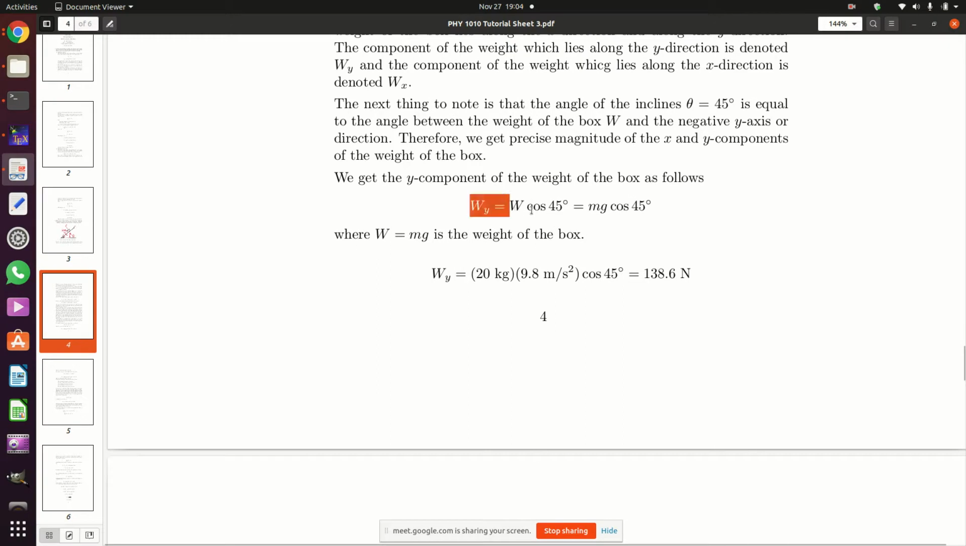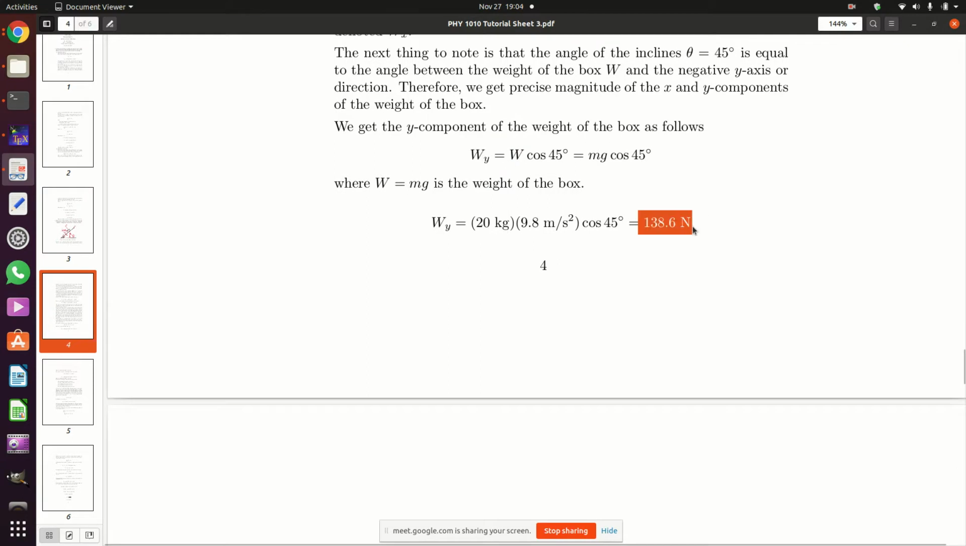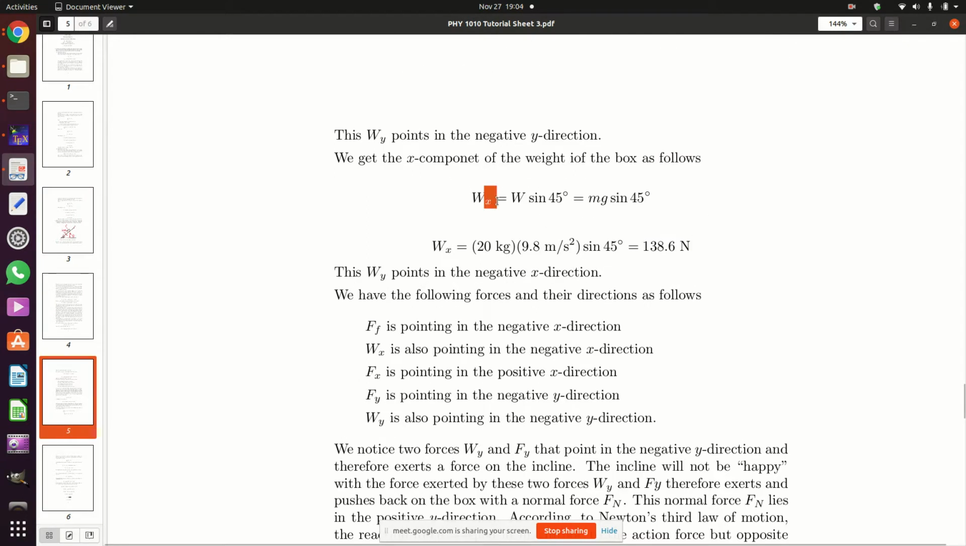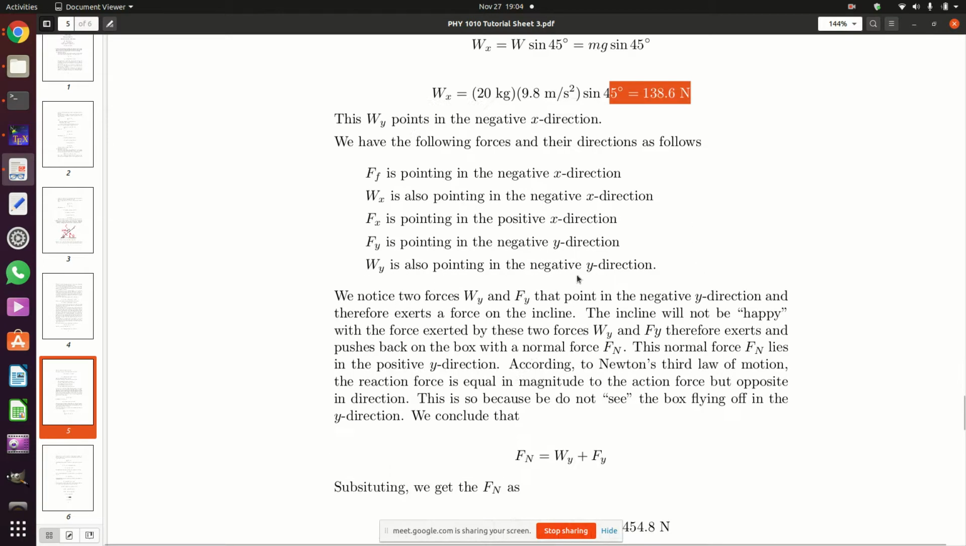Wy is equal to W cos 45, mg cos 45, and that's what we found here. Then Wx is equal to W sin 45, and that's what we found here. So we took note of the forces we had so far and the directions in which they're pointing.